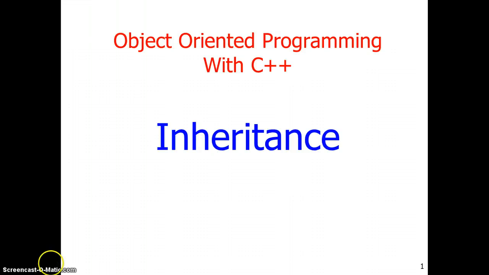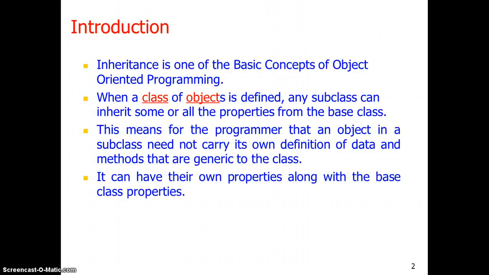Inheritance. Inheritance is one of the basic concepts of object-oriented programming. When a class of object is defined, any subclasses can inherit some or all the properties from the base class. This means, for the programmer, that an object in a subclass need not carry its own definition of data and methods that are generic to the class. It can have its own properties along with the base class properties.